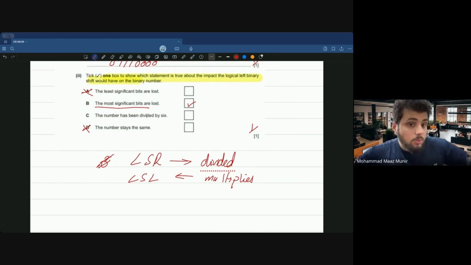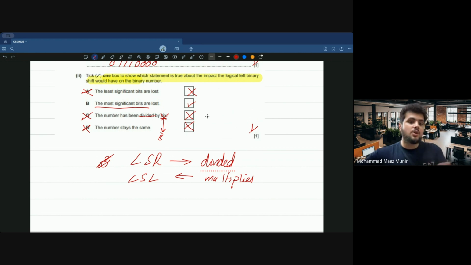So there are two mistakes with this specific C answer. Firstly, it says divide. No, it should have been multiplied. And secondly, when we perform a logical shift left by three places, we will be multiplying by 8 and not 6. So there are two hints in this option to indicate that C is incorrect, D is incorrect, and A is also incorrect. So B is the correct answer. You get B as the answer.